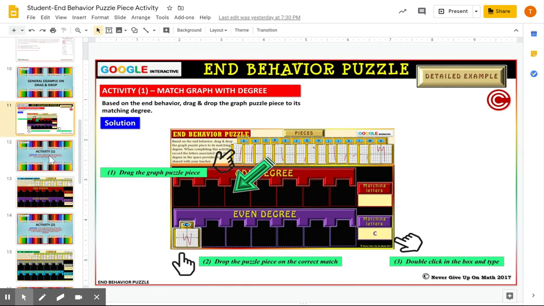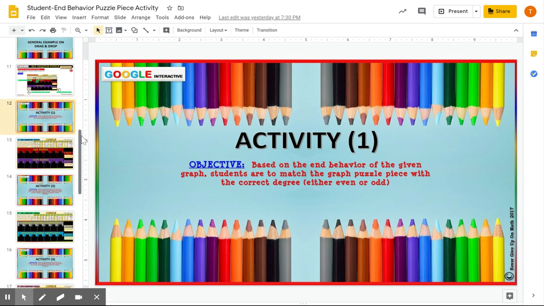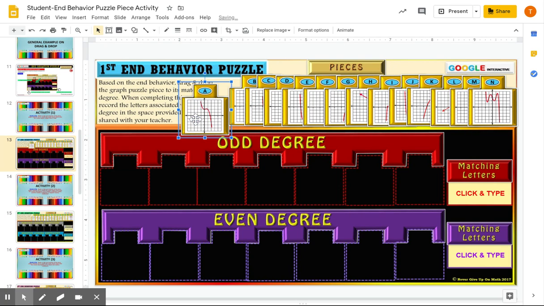So the first activity, it says, based on the end behavior of the given graph, students are to match the graph puzzle piece with the correct degree, either even or odd. So remember, degree is like an exponent, but it's the highest exponent. So what we're trying to figure out is even or odd. So you see odd or even degree. So you have to take each piece and you have to look at it. This side is going up on the left and on the right it's going down.